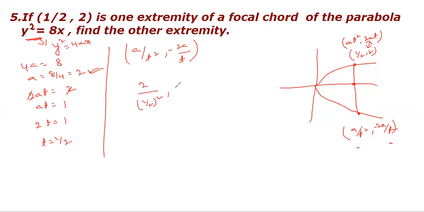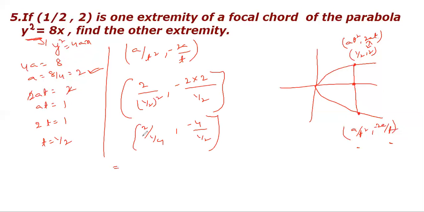The other extremity: a by t square comma minus 2a by t. Here a equals 2, so 2 by (1 by 2) whole square comma minus 2 into 2 by 1 by 2. That is 2 by 1 by 4 comma minus 4 by 1 by 2. Taking the reciprocal, 2 times 4 is 8 and minus 4 times 2 is minus 8. This is the other point of the focal chord: 8 comma minus 8.